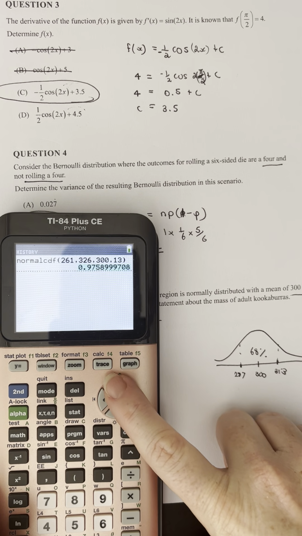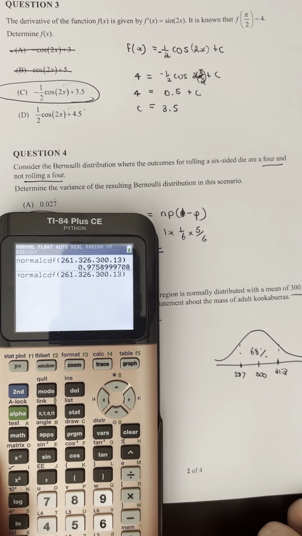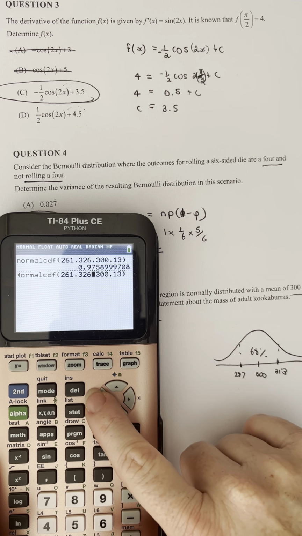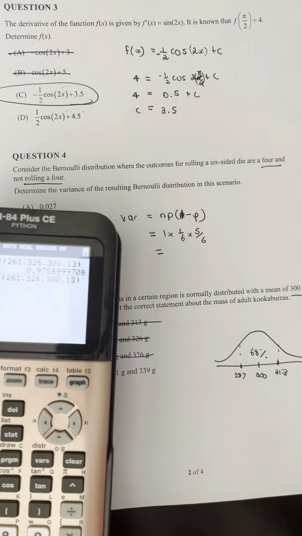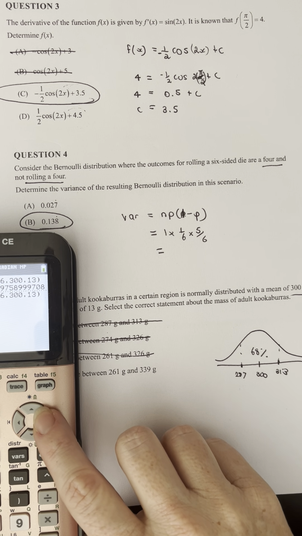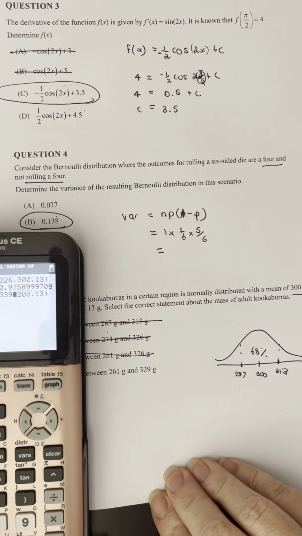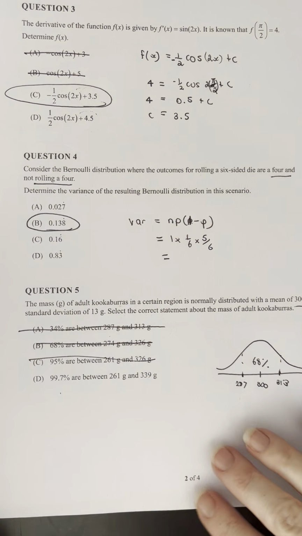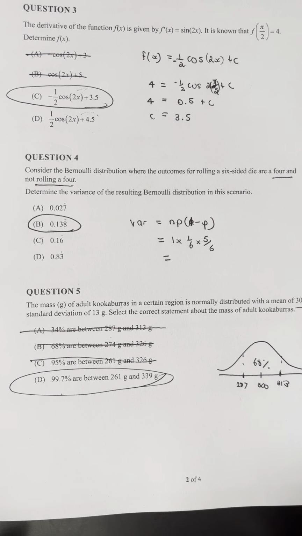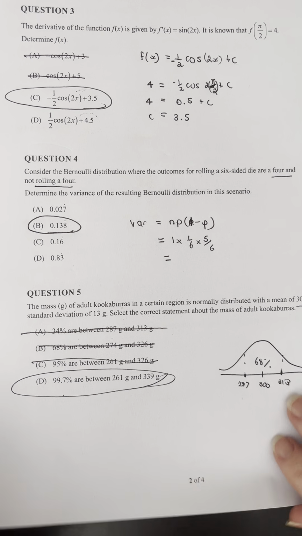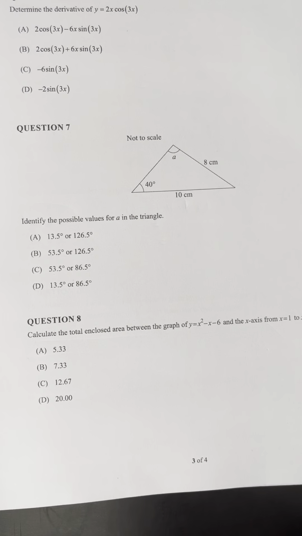So checking this one, a sneaky way of doing that is just bring that down and just change these numbers here. So we've got 261 and 339, and checking that one, we get the 99.7. So we've got that there. So trying to rule out as many as we can as we go, as quickly as possible, is the way to go in the multi-choice.